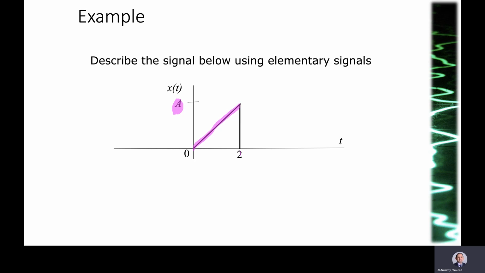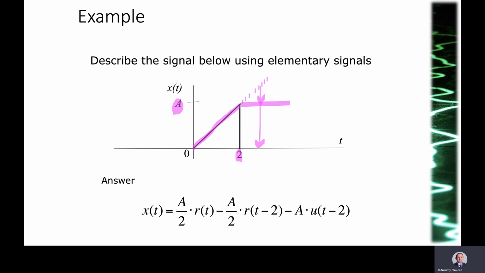The slope seems like it goes up by A volts, assuming it's a voltage, and it takes 2 seconds. So the slope will be A over 2. But something has to happen at t equals 2, otherwise this is going to keep increasing. So we need to subtract something, and that something is probably going to be a ramp with a gradient of A over 2, followed by a unit step. So here you have your ramp minus another ramp minus the unit step. The unit step needs to have an amplitude of A, because that's how much it's going down by. It's going down by A.